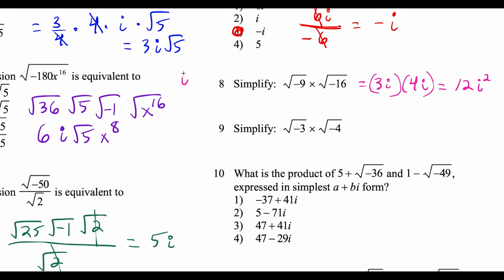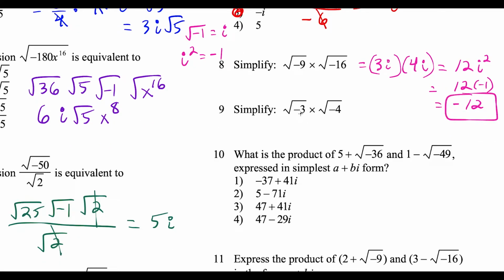And we should know i squared is equal to -1. The idea behind that is that the square root of -1 is equal to i, so if we square both sides, that gives us i squared equals -1. So then what we have is 12 times -1, and this is going to simplify to -12. So that's our solution to 8.